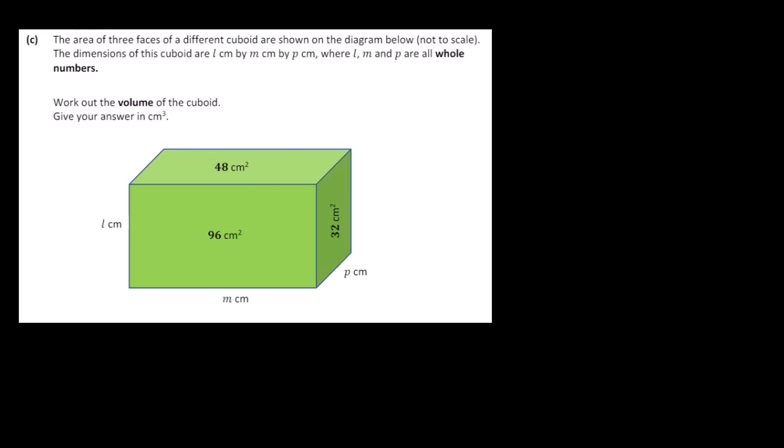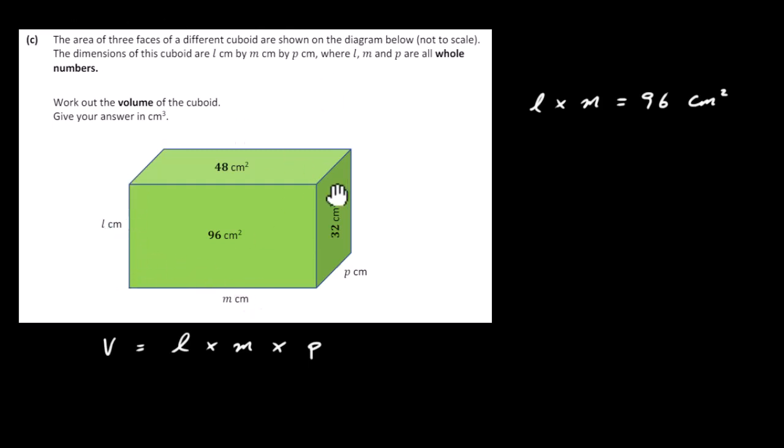Okay, so let's just write down what we have. We know that volume is going to be length times width times height. So let's say L times M times P in this case. Doesn't really matter what order you put them in because multiplication is commutative anyway. 96 is M times L. So if we take L and multiply it by M, that'll give us 96 square centimeters, because the area of this face here is the length here, if you like, times the width, L times M.